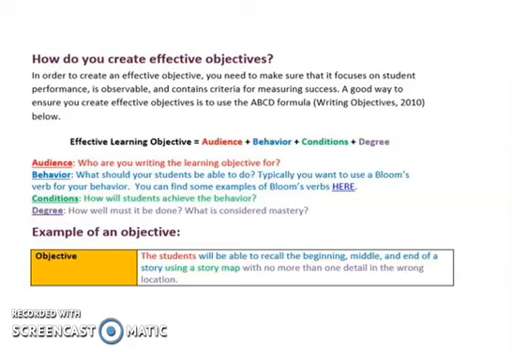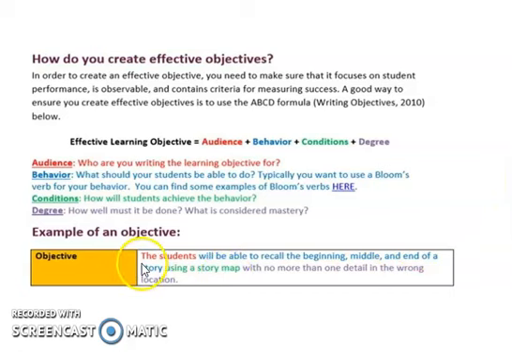This is the easiest way for me to write an objective, is to use the ABCD method. So A is audience, B is behavior, C conditions, D degree. So who are you writing the lesson for? What do you want the students to be able to do? How will they show you that they've done it? And how well must they do it to have mastered the lesson?